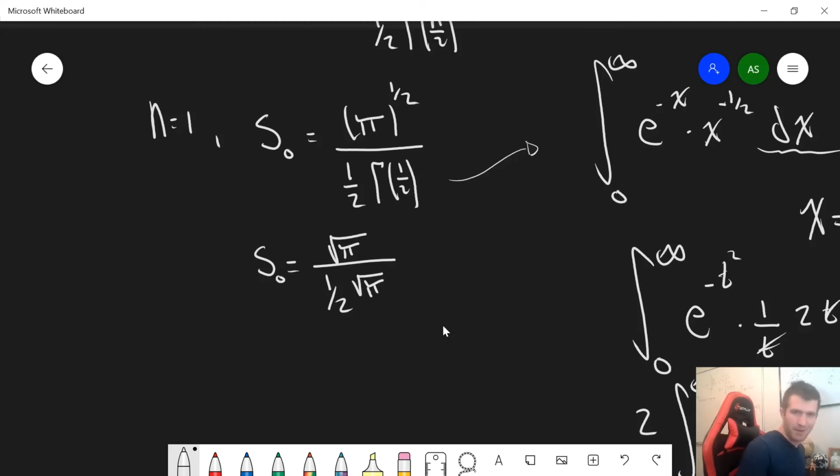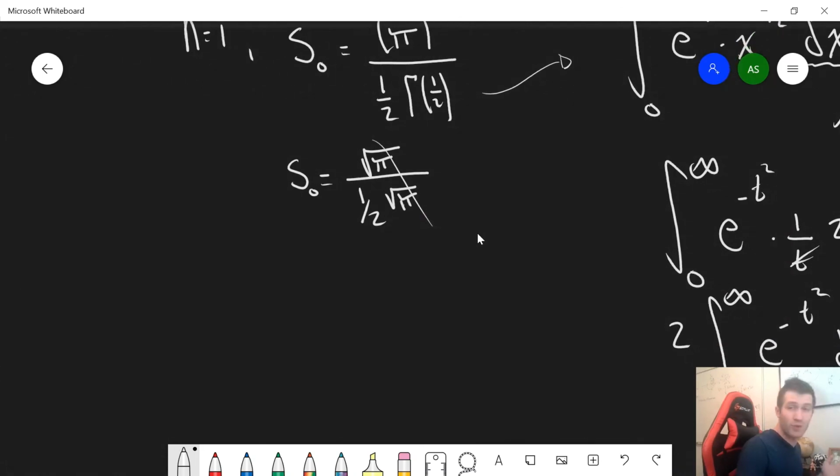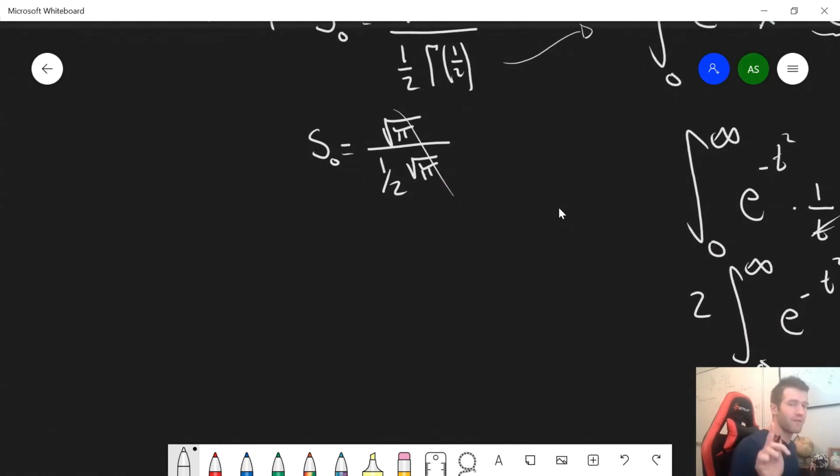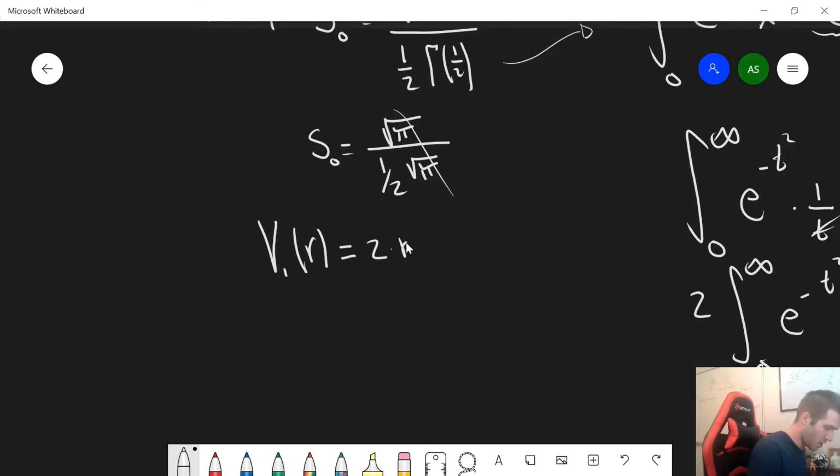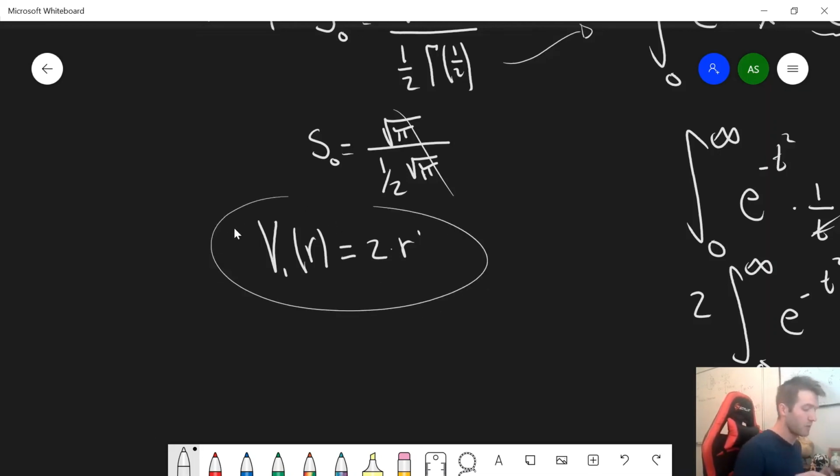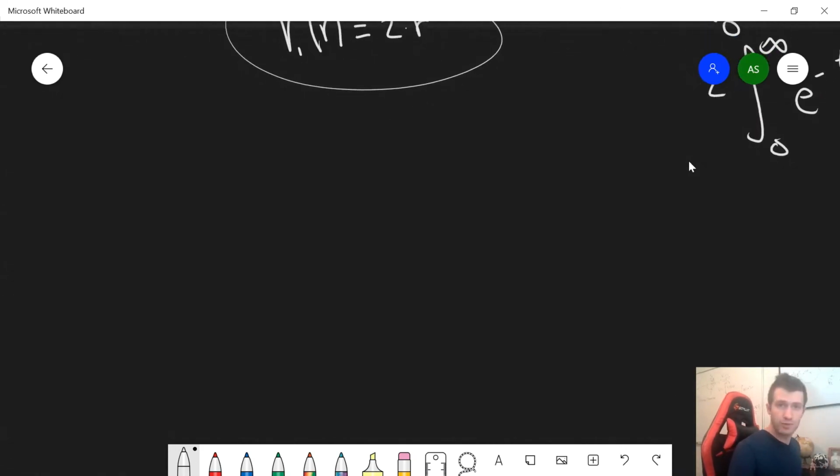Well, what's going to happen here? We're going to cancel out our square root of pi values, and we're just left with 2. But of course, if we want the volume, we need to multiply by r to the nth power. So that means our volume, or V sub 1, as a function of r, is going to be equal to 2 times r raised to the nth power, but n equals 1, so r is r to the 1. So there we go. That is consistent with what we described at the beginning of this video. That is great. So let's try n equals 2.